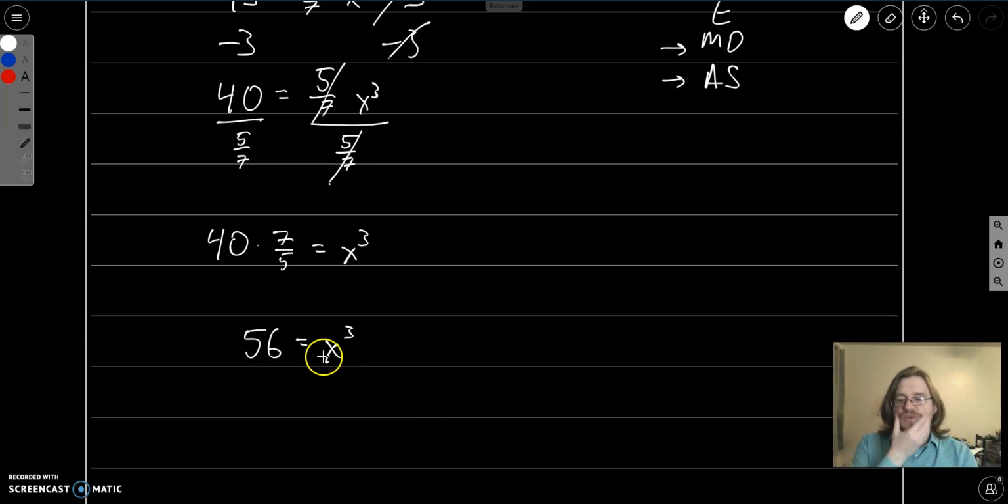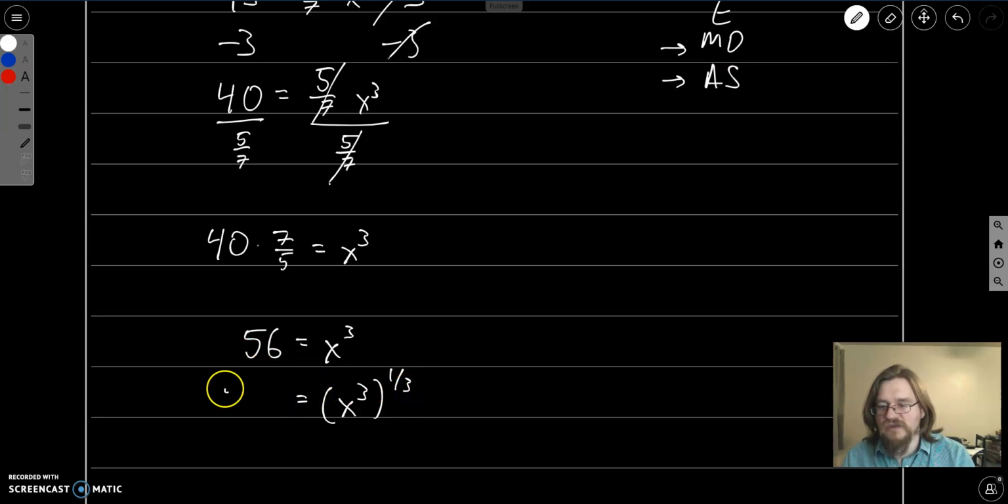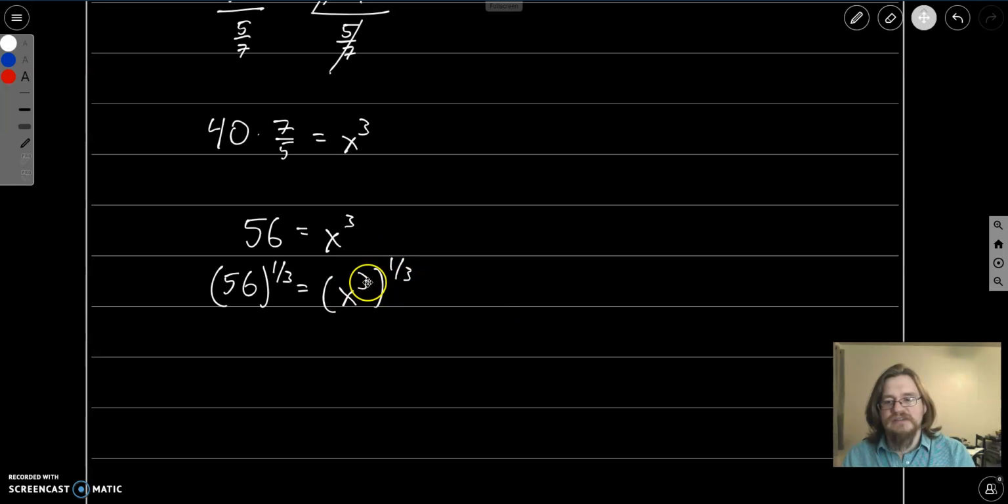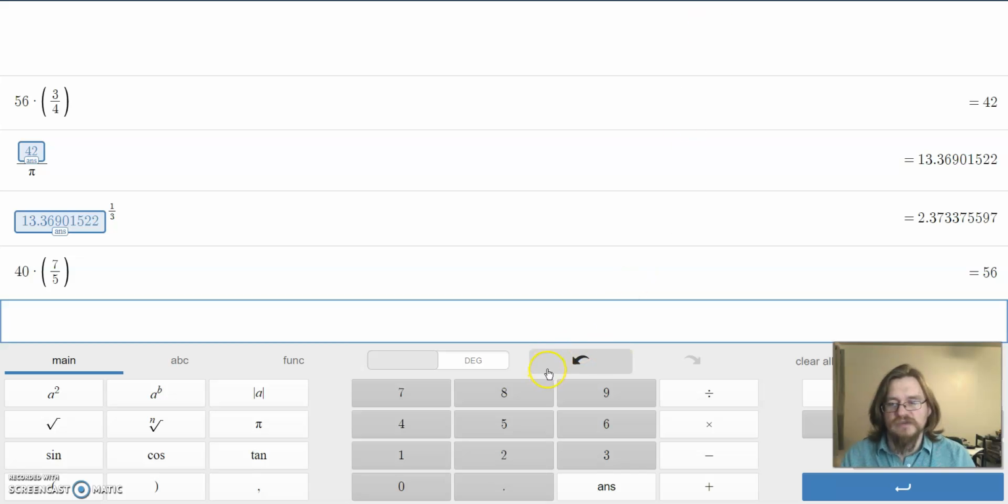And again, how do I undo x to a power? I raise it to another power, one that will cancel out with it. In this case, I'm going to take x to the 3rd power to the 1/3 power. So this is going to be 56 to the 1/3 power. And again, x to the 3rd power to the 1/3 power, these guys will cancel, and I'm left with just an x. And then here, this is something that we'll just have to type in.